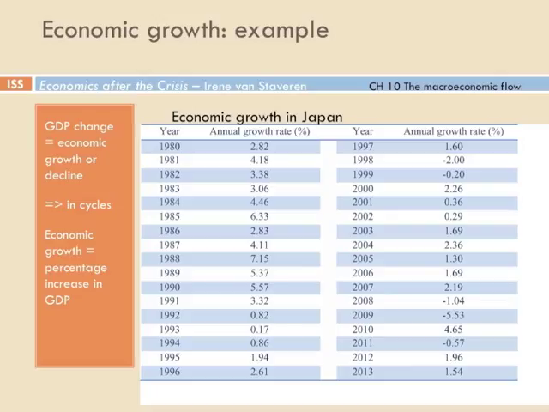This chapter uses examples from Japan. The table shows you economic growth rates in Japan from 1980 till 2013. You will see there's quite some variation in the growth rates, more or less between minus 5% and plus 5% GDP growth.